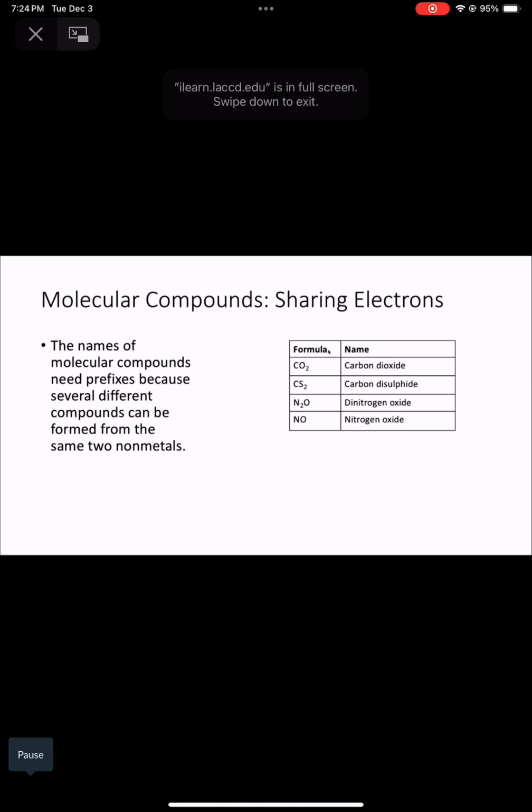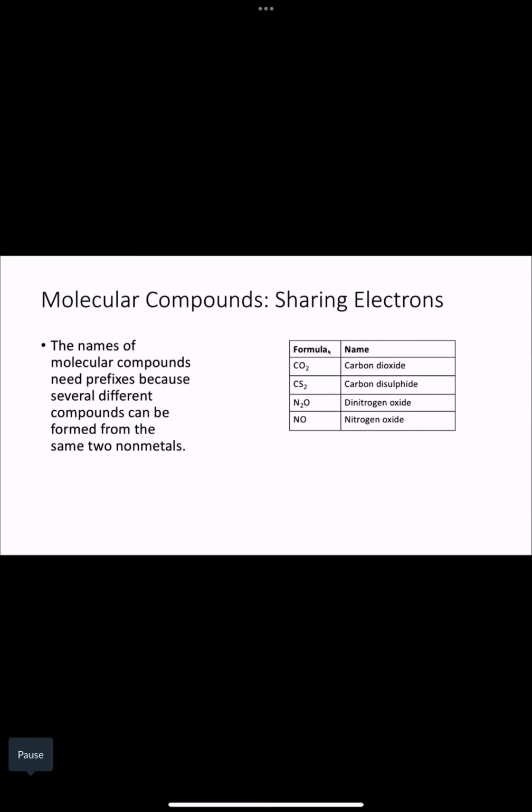All right. So now we're going to talk about molecular compounds. The other ones we're dealing with are when a metal donates an electron and the non-metal takes the electron. Now we're going to be moving into something a little different. We're going to talk about molecular compounds. Molecular compounds are when you have two nonmetals sharing electrons.